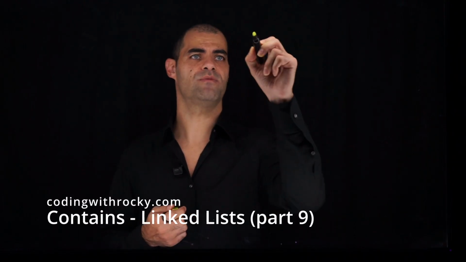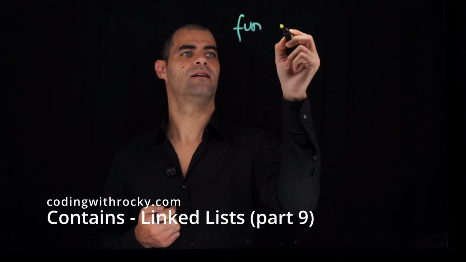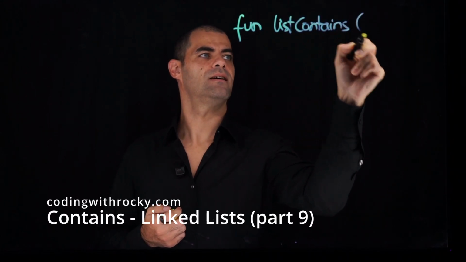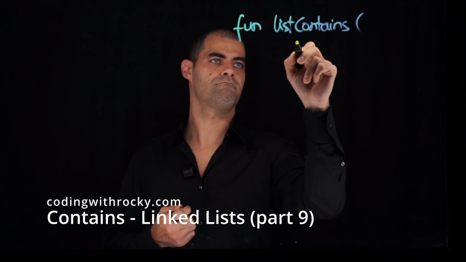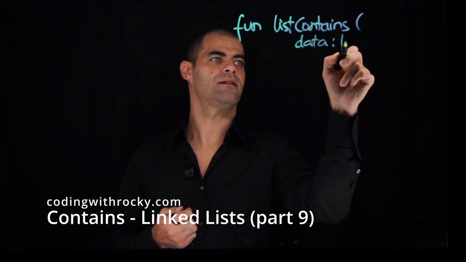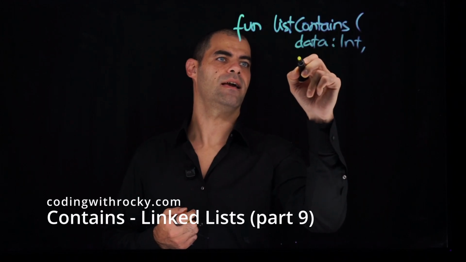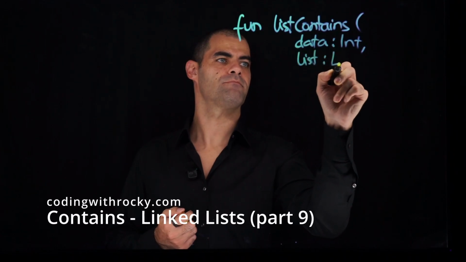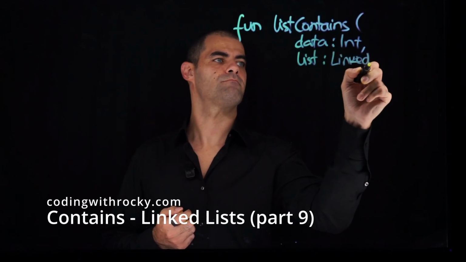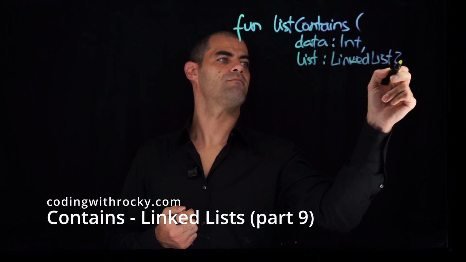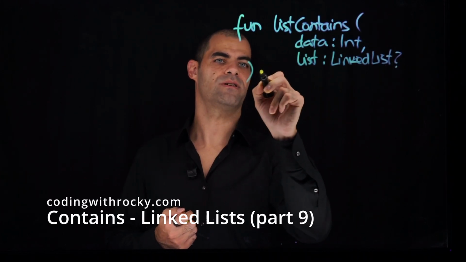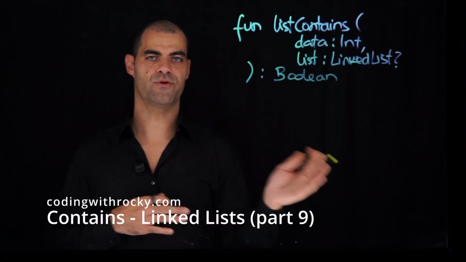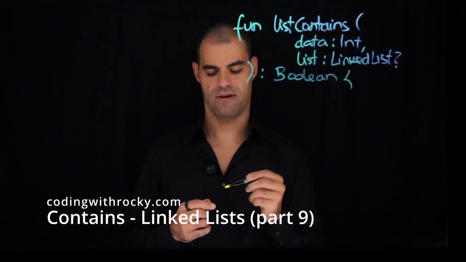So our contains function would be something like this: fun list contains, that given some piece of data that is an integer, and this would be our list. And we return here a Boolean, because we return true or false. True if it's there, false if it's not there.